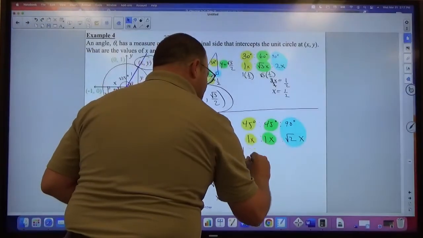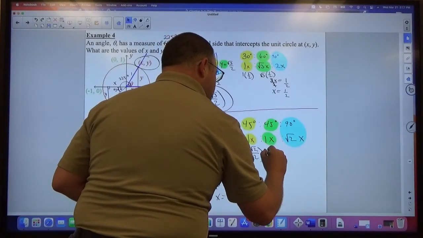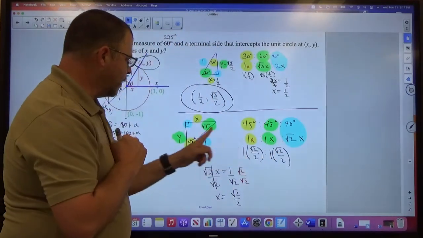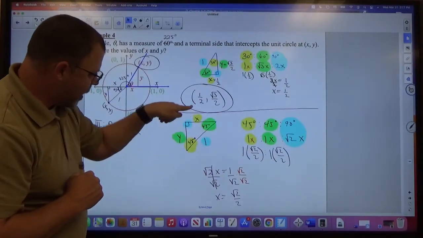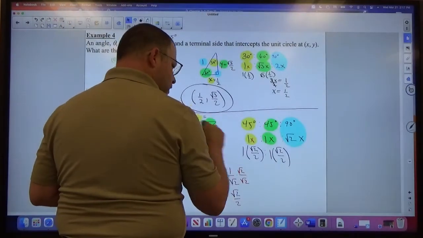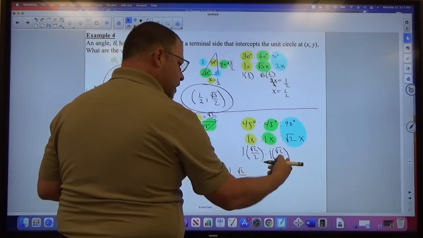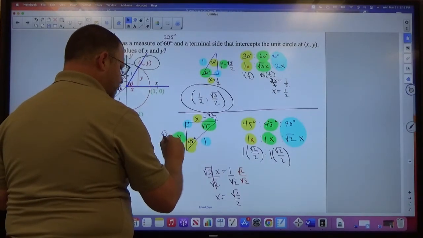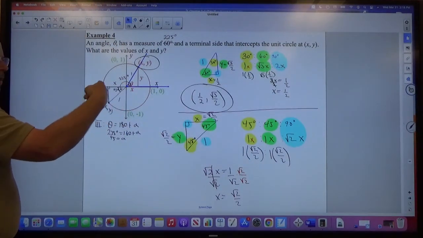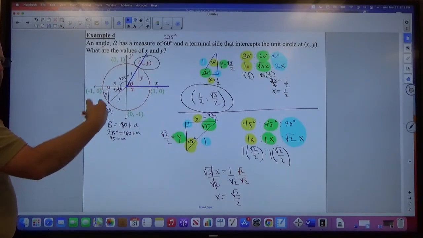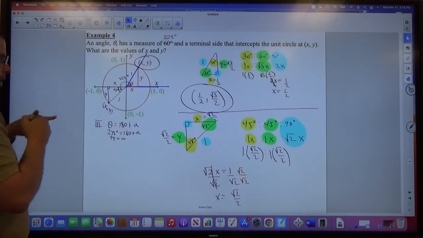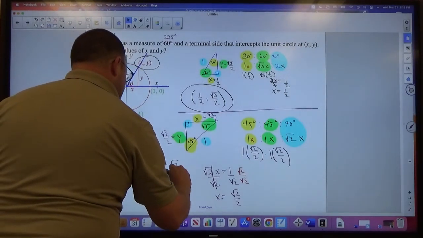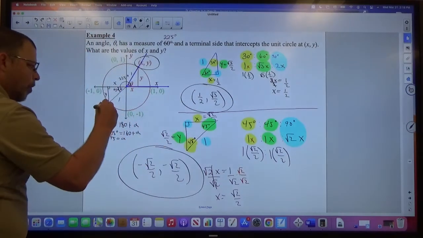So 1 times x, 1 times x. Those are the two sides we don't know. This side is that side, so x equals square root of 2 over 2. This side is that side, which is this side, so that's also the square root of 2 over 2. So we're going square root of 2 over 2 this way, square root of 2 over 2 that way, going left, negative, down, negative. So the ordered pair in this problem is negative square root of 2 over 2, comma, negative square root of 2 over 2. And we're trying to find the ordered pair representing that point.